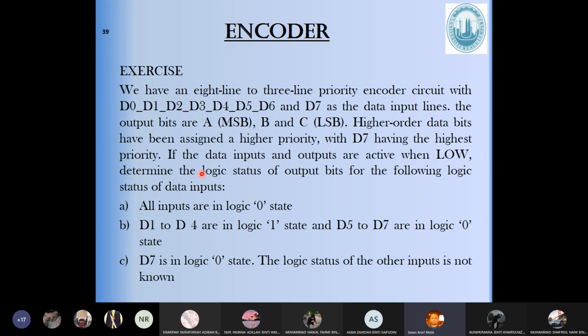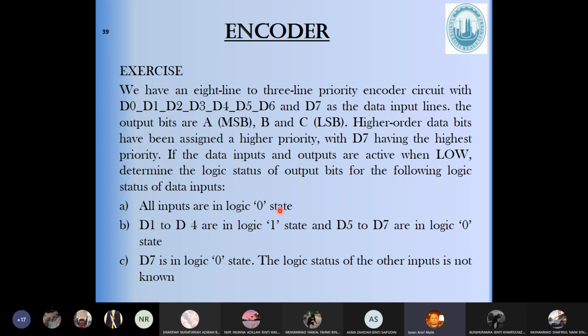We have an 8-line to 3-line priority encoder circuit with D0 up until D7 as the data input lines. The output bits are A, B, C, so A is the MSB and C is the LSB. Higher order data bits have been assigned a higher priority with D7 having the highest priority. If the data inputs and outputs are active when low, meaning this encoder is active low, determine the logic status of output bits for the following logic status of data inputs. So all inputs are in logic 0 state.